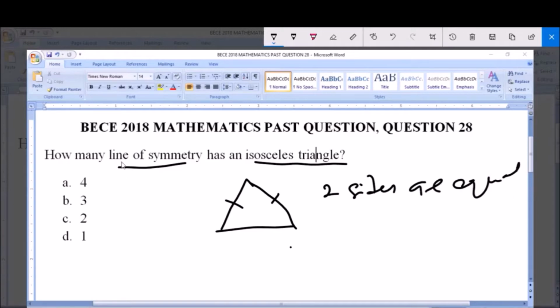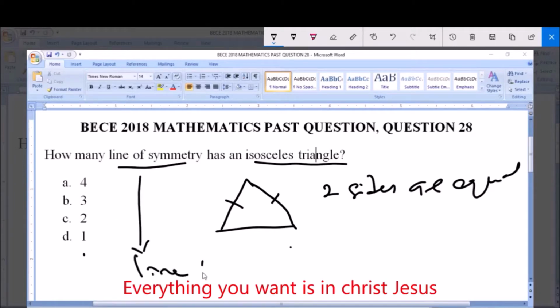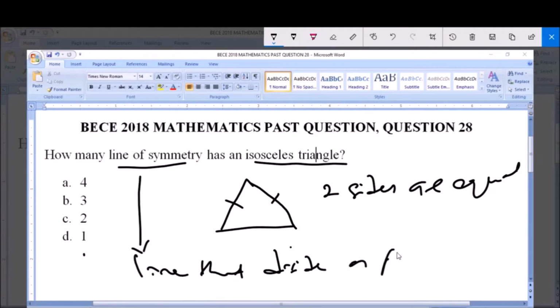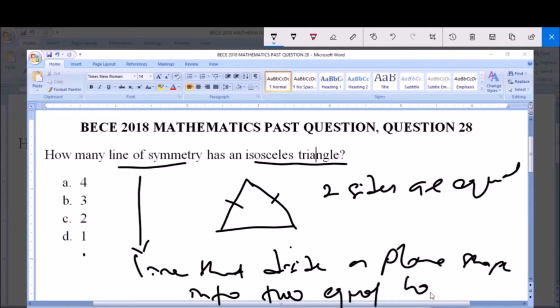Now, line of symmetry is simply the line that divides a plane shape into two equal halves. That is line of symmetry. Now, for an isosceles triangle which has two sides equal, you can only have one line of symmetry that divides it into two equal halves, because line of symmetry is a line that divides it into two equal halves.